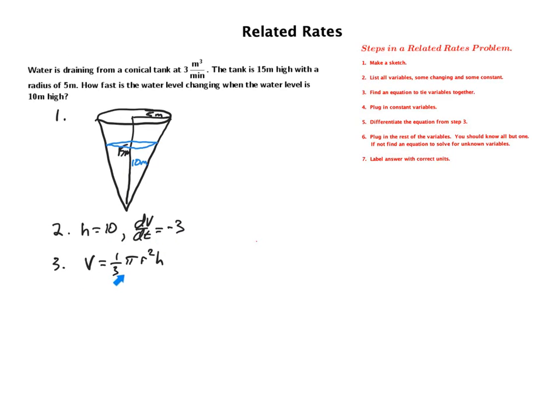Then it's going to be 1/3 pi, and then we have a product rule here where the result's going to have both r and h and r prime and h prime. Now, h and h prime are not a problem. We have h and we're looking for h prime, but r and r prime we don't know a whole lot about. So there's a way to get around this where we can define r in terms of h before we differentiate. So let's see how we're going to do that.